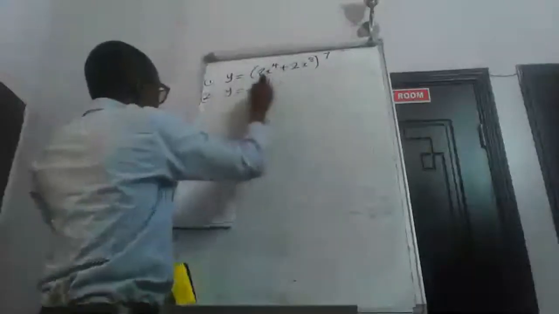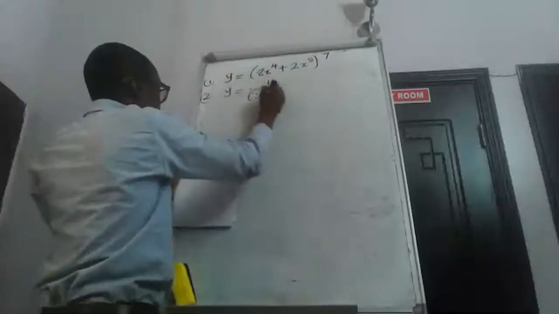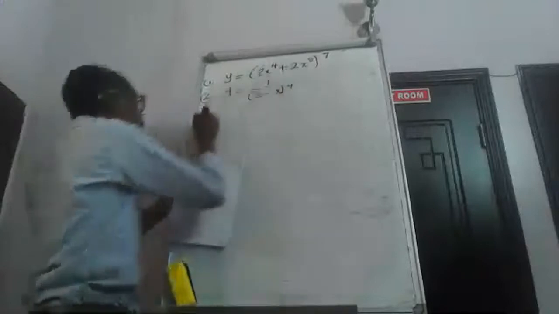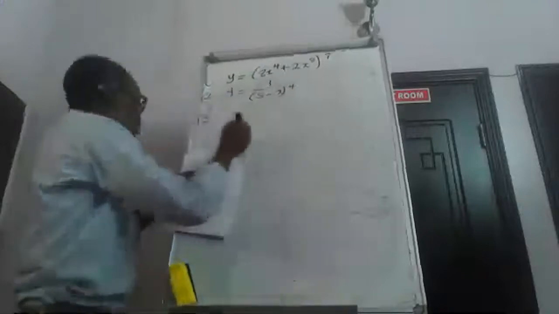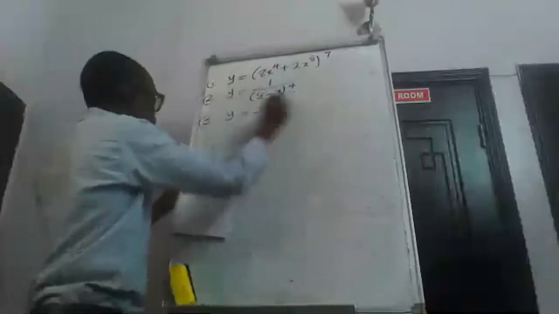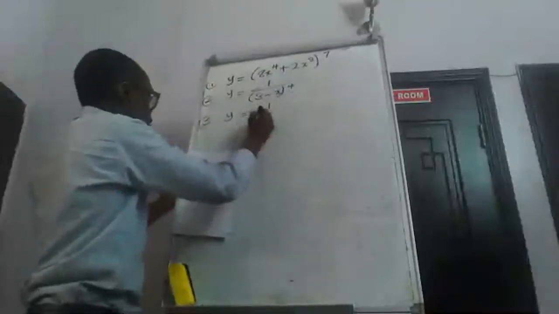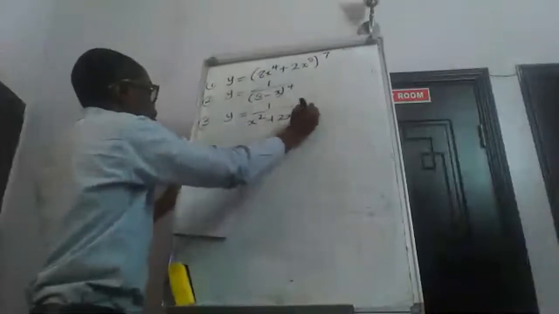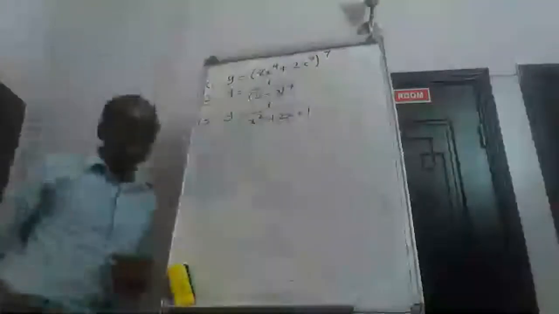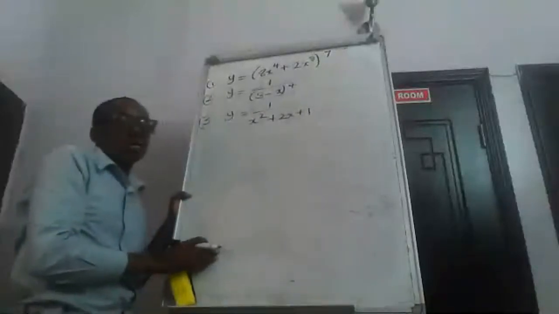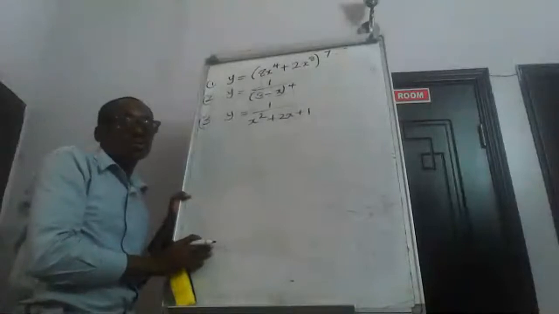The second one is y is equal to 1 over (3 minus x) raised to power 4. Then the third one is y is equal to 1 over (x^2 plus 2x plus 1). So find the dy dx in these three instances by applying the chain rule.